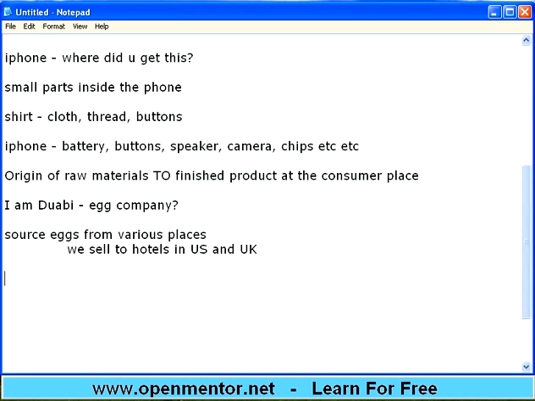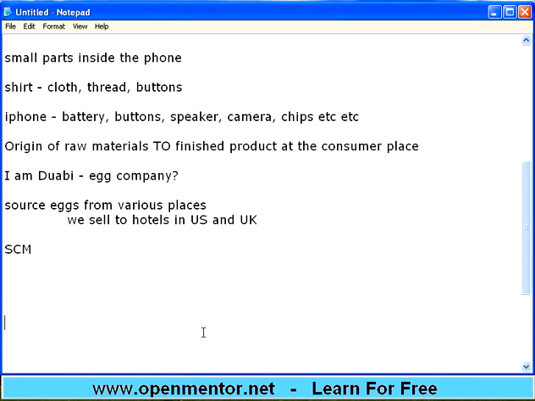The reason why I brought this up is, whether it is egg, whether it is shirt, textile, whether it is electronic items, from the source to the consumer's hands, the concept remains the same. But there are different difficulties in each of these. So how do we tackle this? That is called supply chain management. Is this clear?